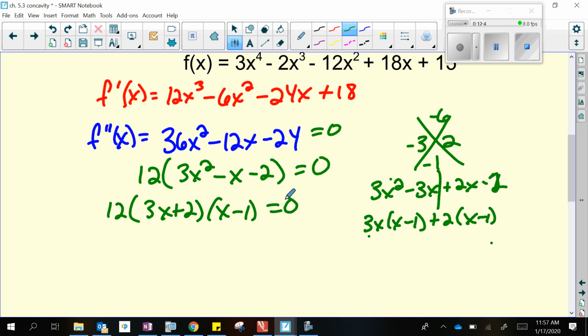So my critical numbers for my second derivative, or my inflection points, are going to be x equals negative 2/3 and 1. Everybody agree with that? Okay.